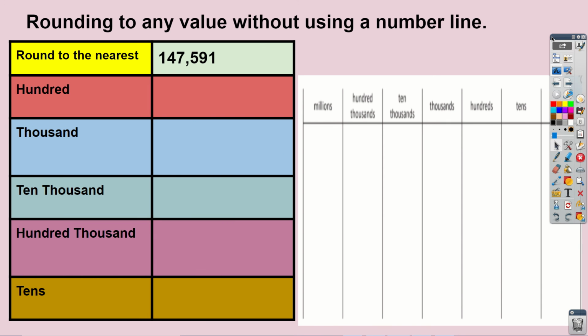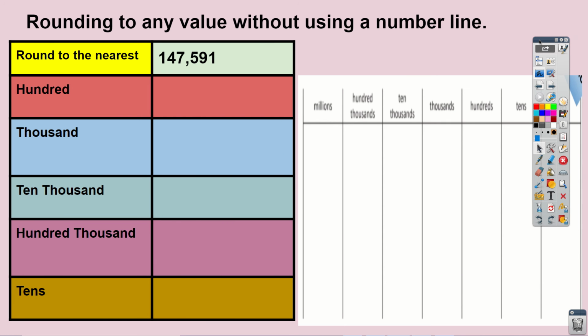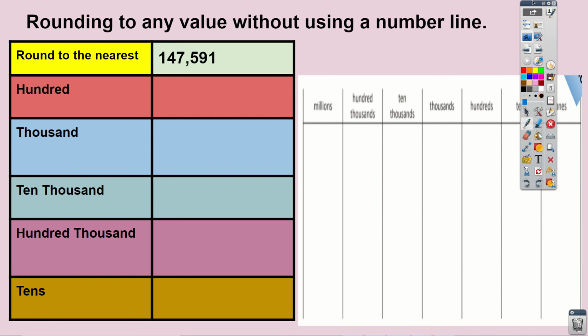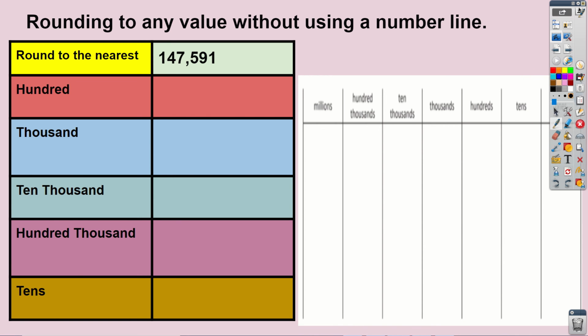Lastly, we looked at our I can statement. It said that we could round any number to any place value. So we're going to take up that challenge, and I'm going to show you multiple ways to do it. One would be on our place value chart. The other would just be to rewrite the number and circle the digits that they are speaking about. We are going to be working with the number 147,591. The first box requires us to round it to the nearest hundred spot.